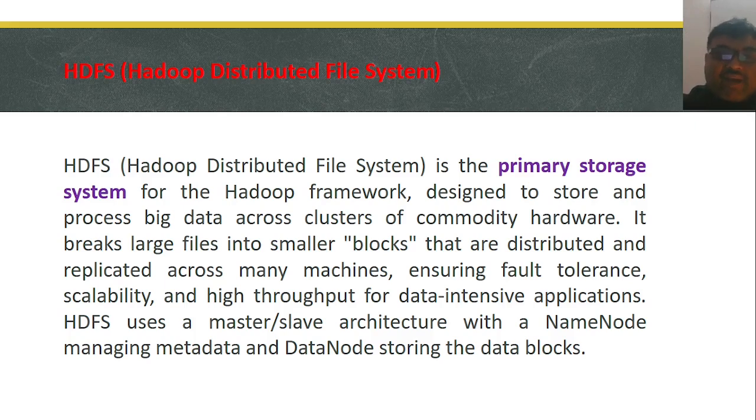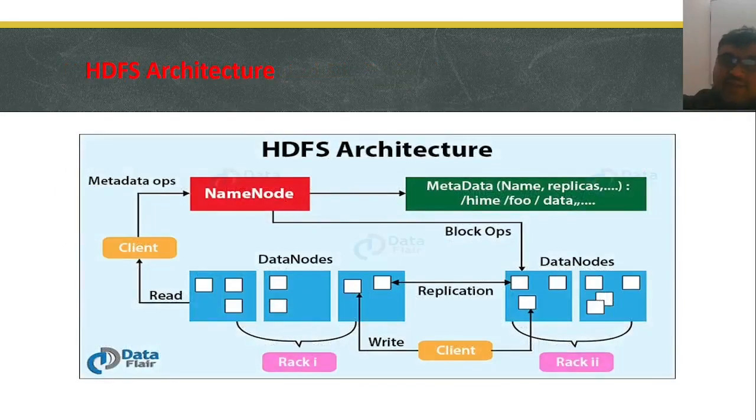HDFS is the primary storage system in the Hadoop framework, designed to store and process data across machines, storing the data in smaller blocks. How it is stored follows a master-slave architecture called the HDFS architecture. Here you can see the name node is the master node and the data node is the slave node. We will also study how read and write are performed, and the rack system where the data is stored.